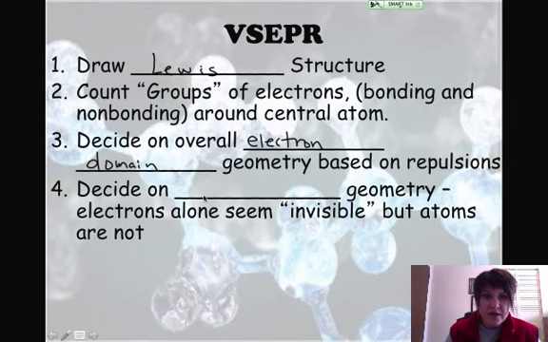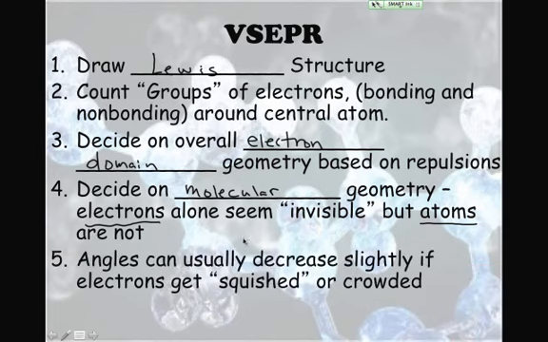And then once we know where the electrons are, we decide on the molecular geometry, which is based on where the atoms are. Because the electron domain geometry predicts where all the electrons will be, but not all of the electrons will be in bonds. If they're just lone pair electrons, then they seem invisible. But a place where an atom is located is not invisible. So the molecular geometry won't always match electron domain geometry.